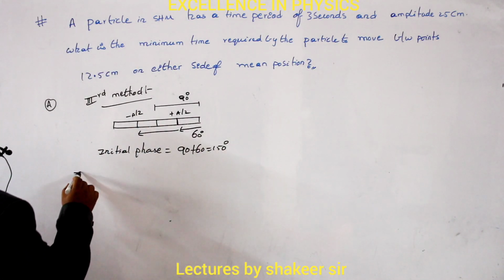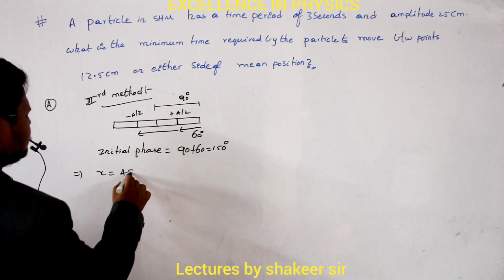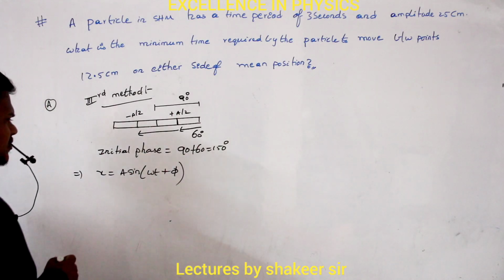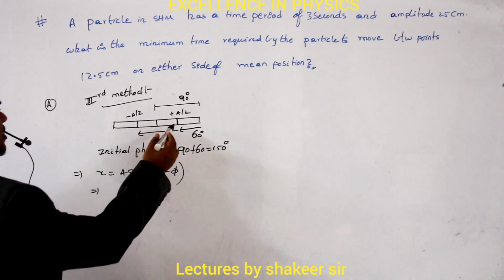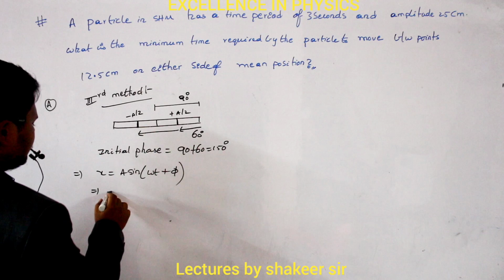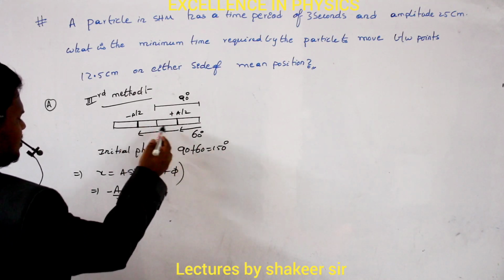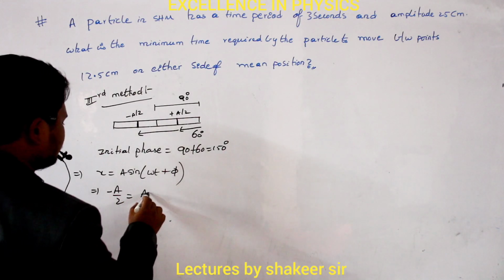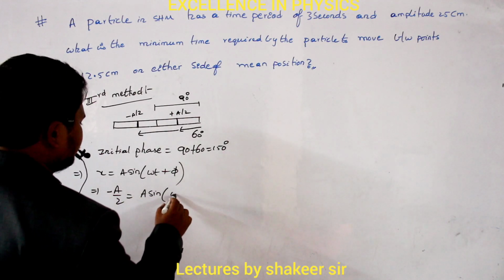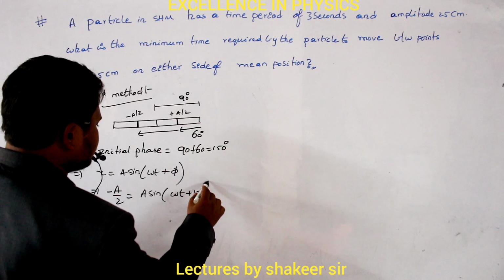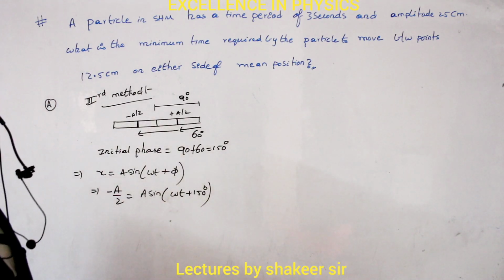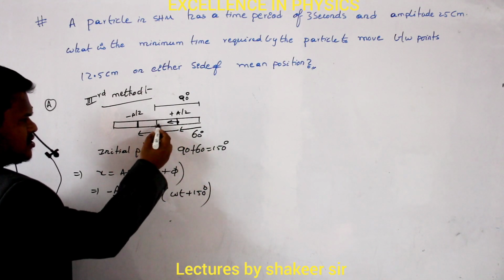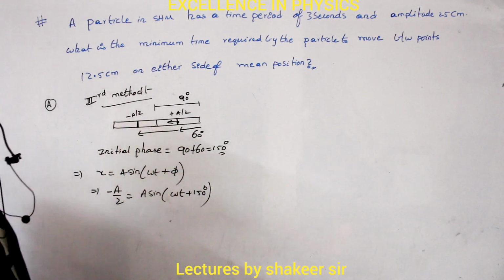Clear? So therefore, directly I can use the relation. Now x is equal to a sine omega t plus phi. And what is this phi? This is the initial phase constant. So therefore, what is the position of the particle now? Minus a by 2 is equal to, because it has to reach a position of minus a by 2 only, so minus a by 2 is equal to a sine omega t plus 150 degrees, because 150 degrees is the initial phase of the particle. That is, when the particle is present here and it is going towards the mean position, then the phase of the particle is 150 degrees. Clear?